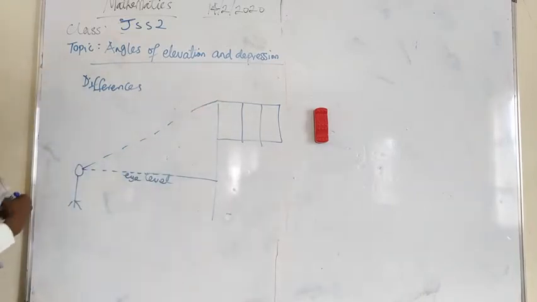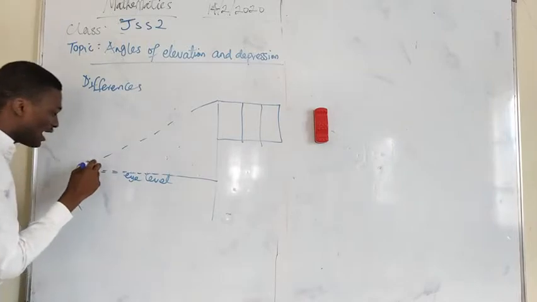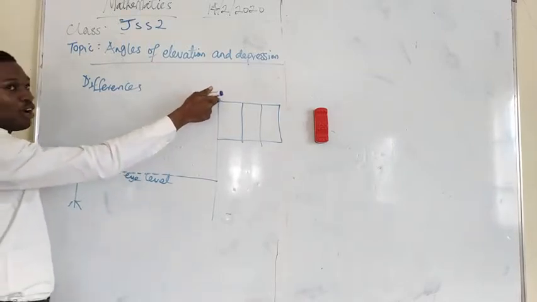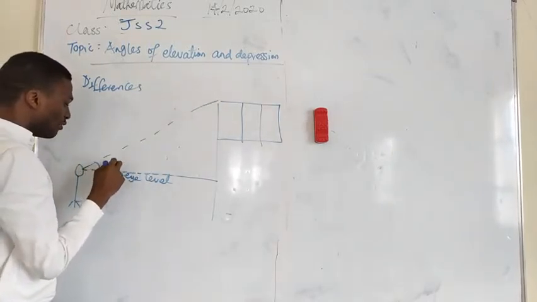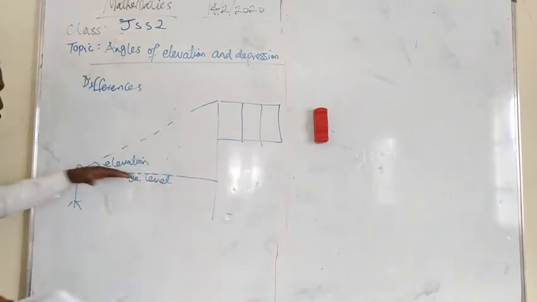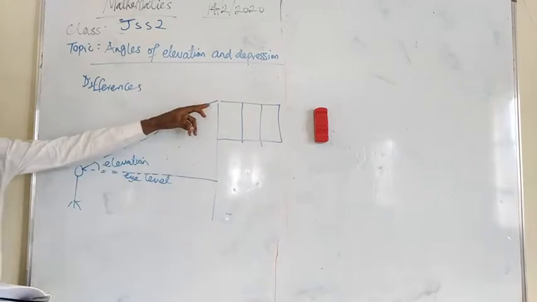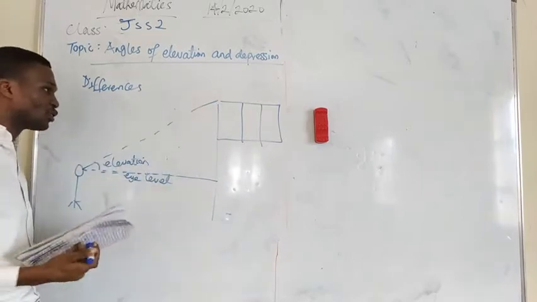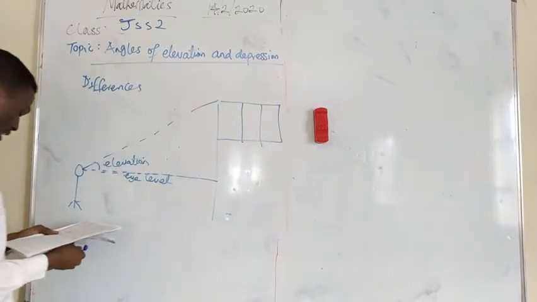Now this angle formed between his normal eye level and the tip of the flag is called the angle of elevation. The angle formed between the student's eye level and the top of the school flag is referred to as the angle of elevation.